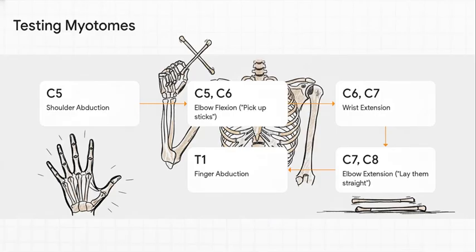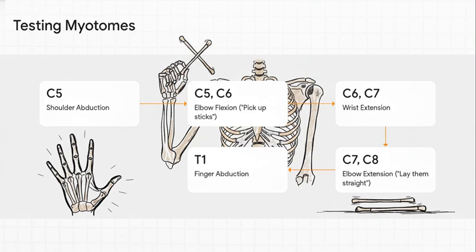So to test power in a really systematic way, we check specific myotomes. That's just a fancy word for groups of muscles that are all powered by the same single nerve root. It helps us narrow down exactly where a problem might be. And for the upper limbs, there's a great little mnemonic to help you remember.